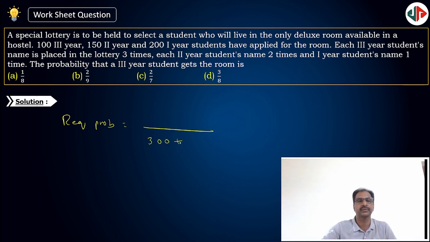I'm finding n of S. Because each third year student's name is placed in lottery 3 times, each student has 3 times more probability. So 100 into 3 is 300. Second year 150 students are there. Each name is placed 2 times. So 150 into 2 is 300. 200 first year students, name is only 1 time. So 200. These are total possible cases. What is the probability that a third year student gets the room? It is 300 by 800, 3 by 8. Option B.